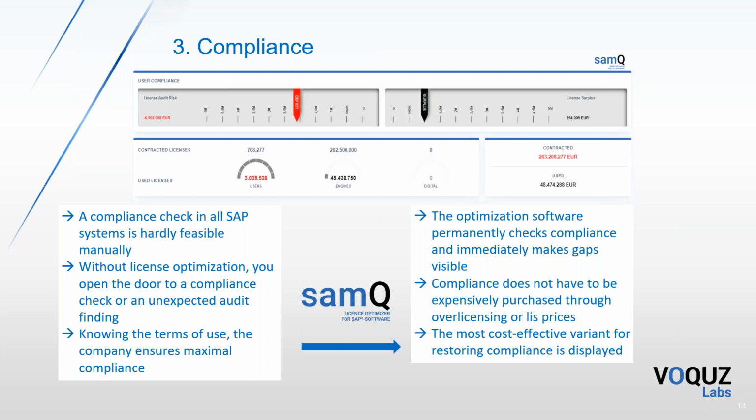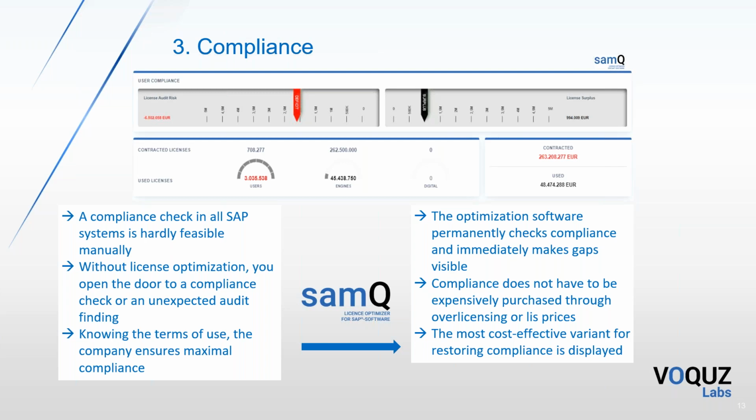The thing when you don't do license optimizations is that you will get unexpected audit findings. And unexpected means you don't have the budget to mitigate and correct the situations. So knowing the terms of use and analyzing your license situation constantly brings you into a position of proactively being able to negotiate with SAP and manage your cost situation.